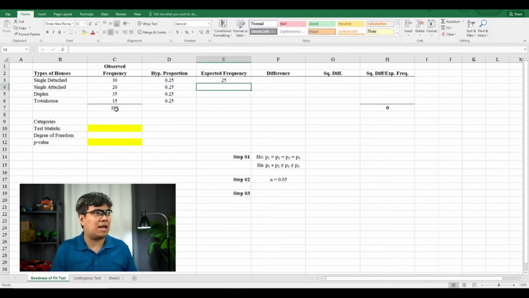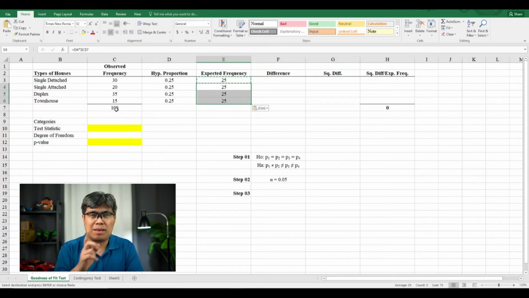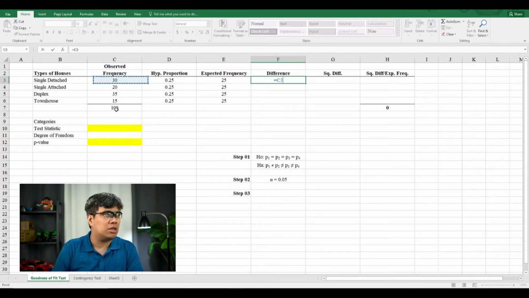Once we've done that, it would be 25 here, and we do the same for the rest. Obviously the expected frequency, if you multiply by 100, should be 25 for each one. The next step now is to get the difference. As the name suggests, you subtract the expected frequency from the observed frequency.